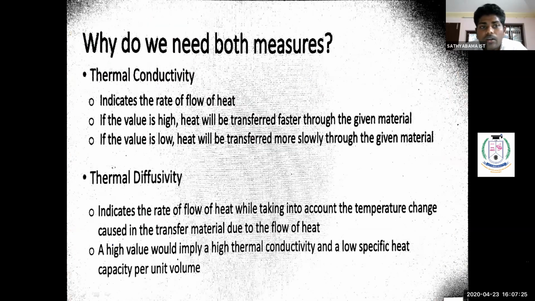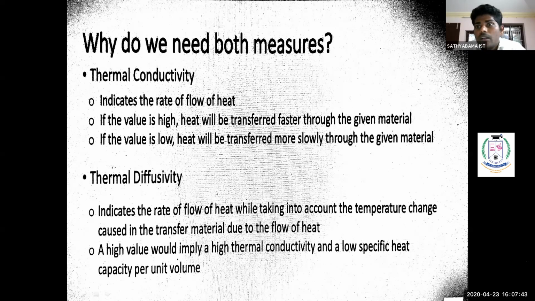Here, the difference between thermal conductivity and thermal diffusivity, as I already said. Thermal conductivity indicates the rate of flow of heat. If the value is high, heat will be transferred faster through the given material.